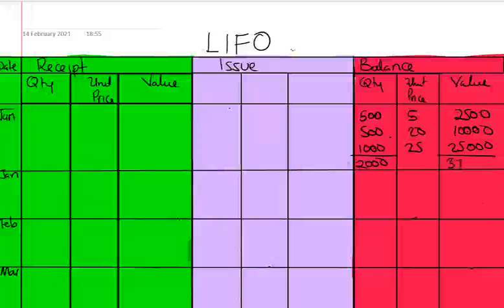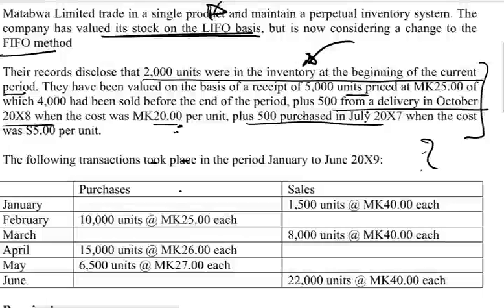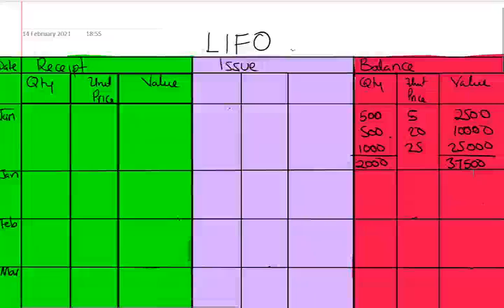So that's the value of the opening inventory using LIFO. Now we're done with the opening inventory. Now let us look at the transactions. In January, they sold 1.5 units. So they issued 1.5. So we go on 1 January. They did not receive, but they issued 1.5.